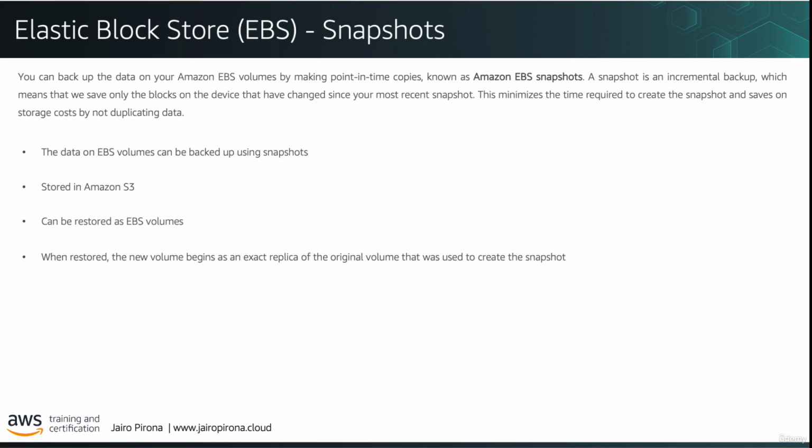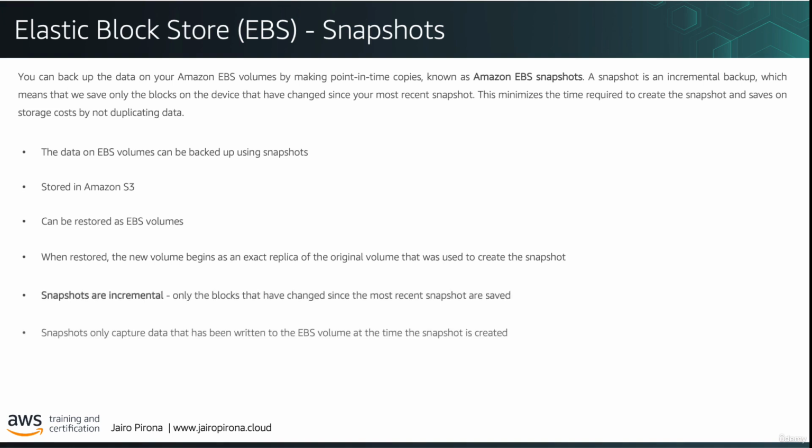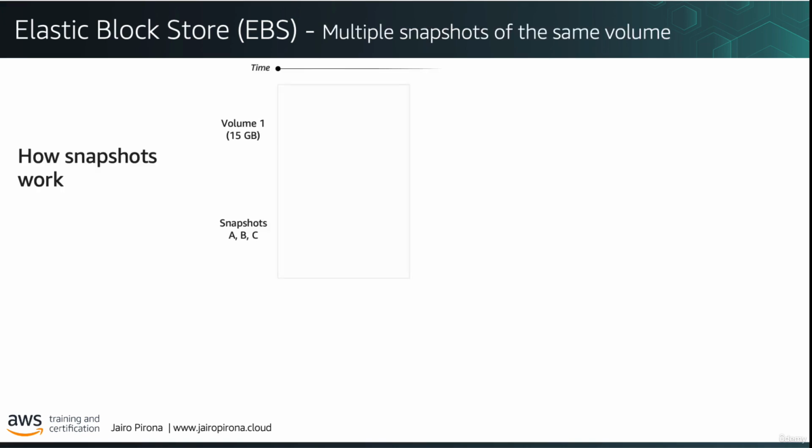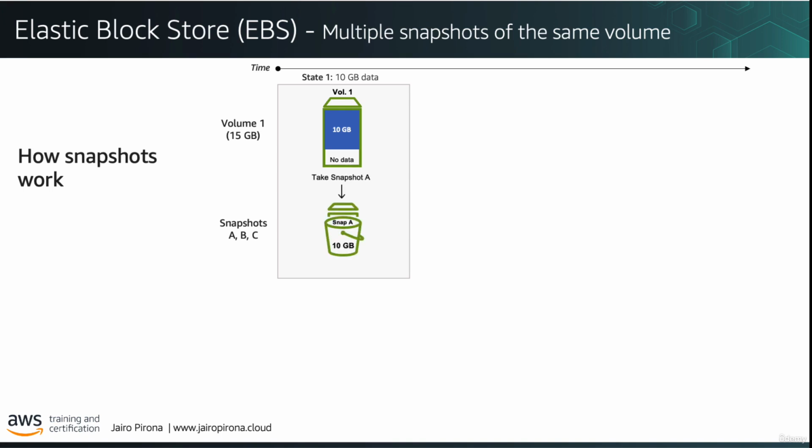Snapshots are incremental. This means that when multiple snapshots of an EBS volume are taken, only the blocks that have changed since the most recent snapshot are saved. Let's see a graphical representation to help you understand this in detail. Here we have a volume which is 10 gigabytes in size, and we take the first snapshot of this volume, known as snapshot A. Since this is the first snapshot, it will be a full snapshot of the EBS volume and will be 10 gigabytes in size.